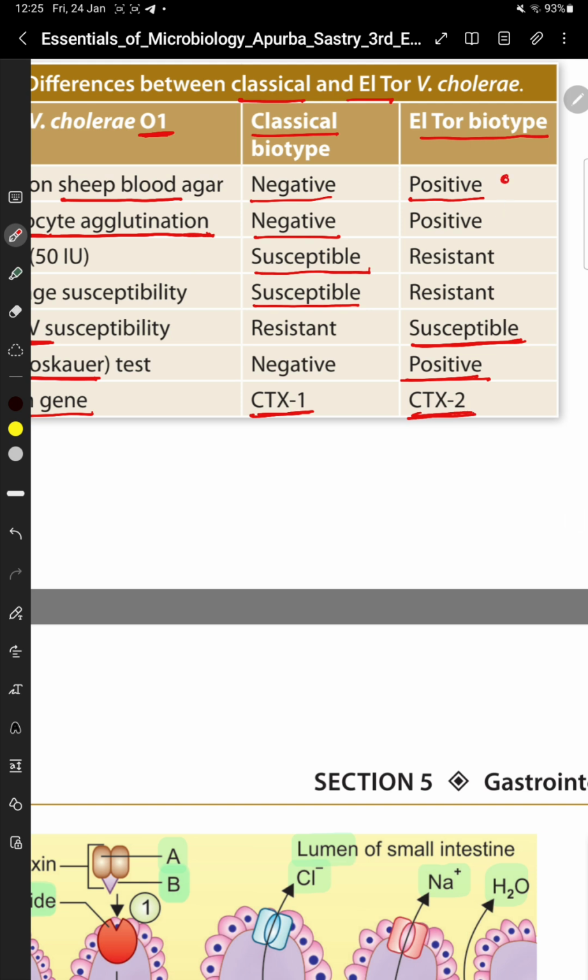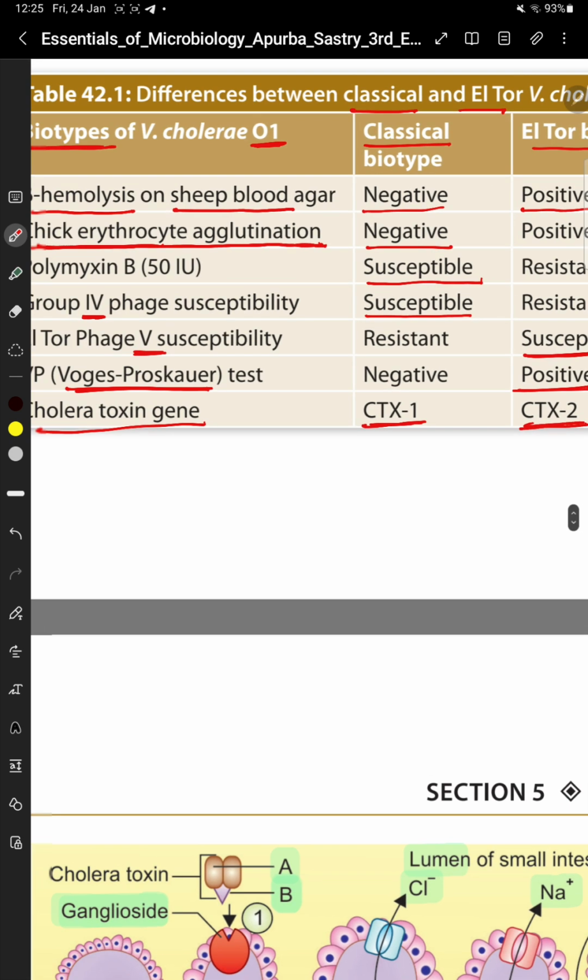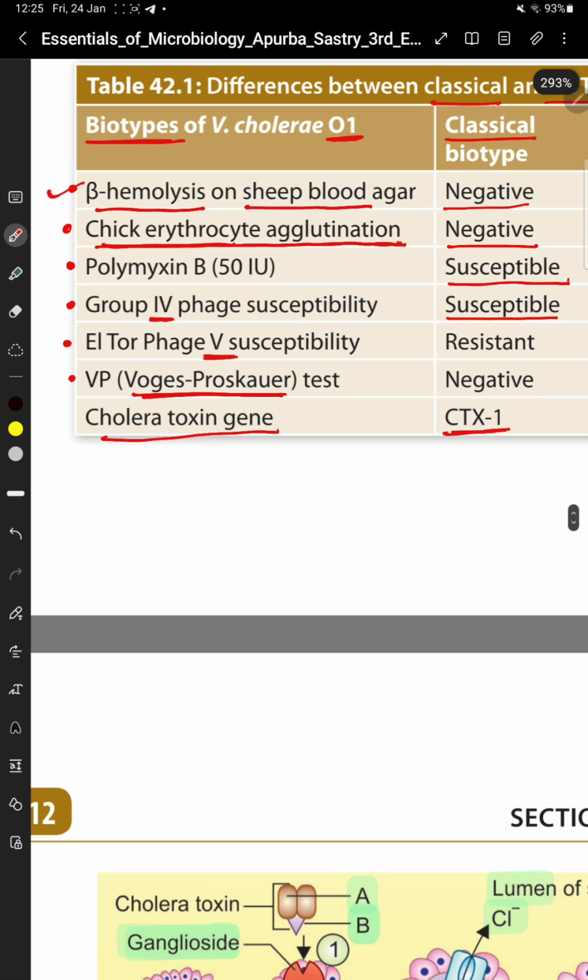So El Tor is positive for three things, that is beta hemolysis on sheep blood agar, chick erythrocyte agglutination, and VP test, that is Voges-Proskauer test. Classical biotype is negative for these three tests, that is negative for beta hemolysis on sheep blood agar, chick erythrocyte agglutination, and VP test. Classical is negative for these three.